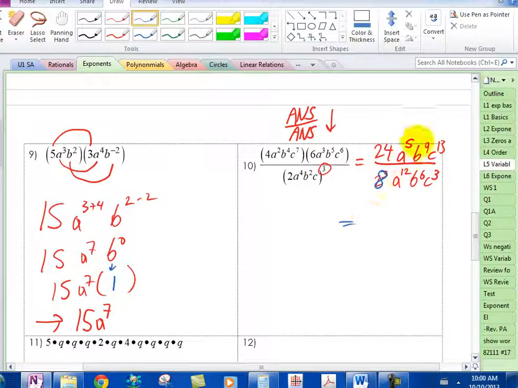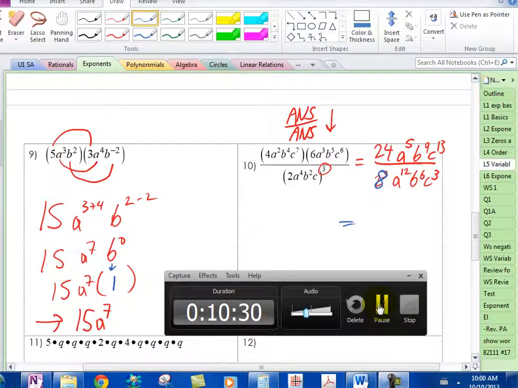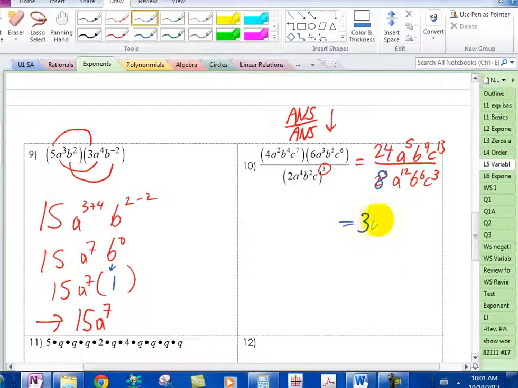Okay. So divide your numbers, divide your letters, and make sure when you divide your letters, you subtract your exponents. 24 divided by 8 is 3. On the A's, when you subtract, you get -7. B, you get 3. C, you get 10. So your final answer, you must fix A so that it has a positive exponent. Dividing, so you subtract. Okay?